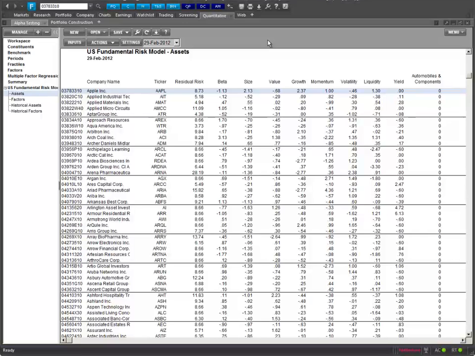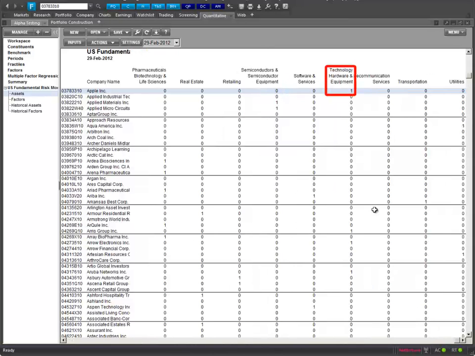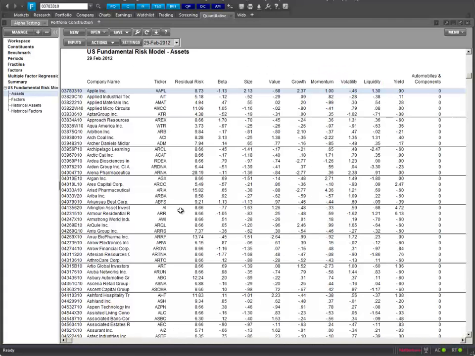For the analysis date of February 29, 2012, Apple has a high exposure to size and growth, a negative exposure to value, and unit exposure to technology, hardware, and equipment. If we choose another analysis date, we can view Apple's exposure to each factor historically and determine how its characteristics have changed.